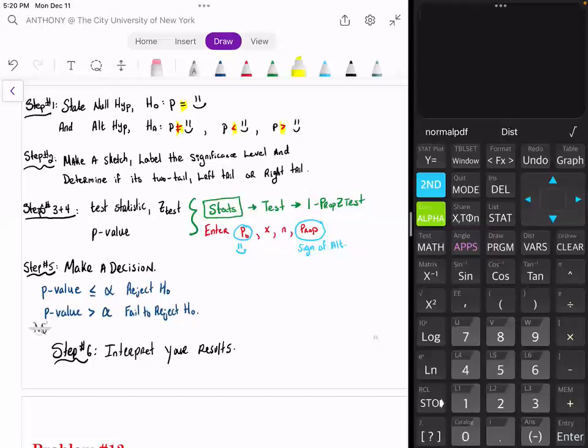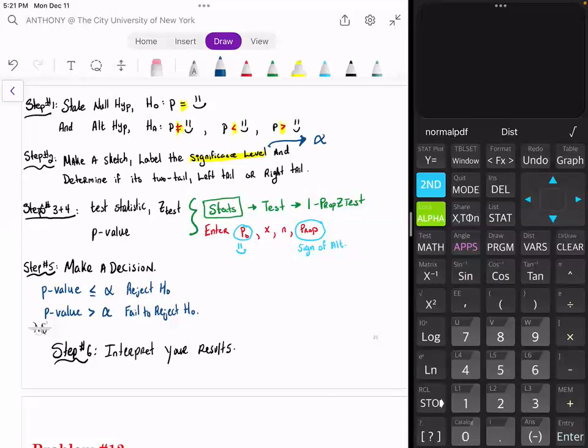My second step, this is just to help out students. Usually your professor won't ask you this on an exam, but maybe I would. It says make a sketch. You label your significance level and determine if it's a two-tail, left tail, or right tail test. So when I say label the significance level, I'm referring to the value that we call alpha. So they'll tell you what's your significance level or your alpha in the problem.